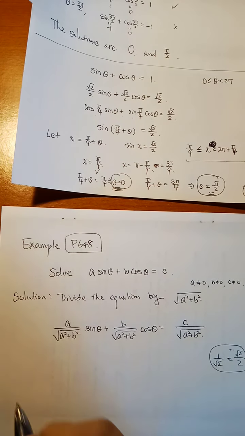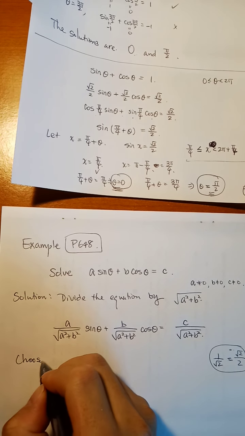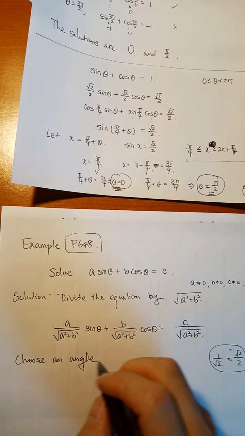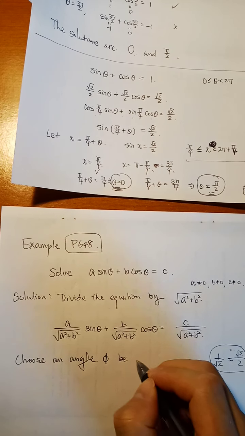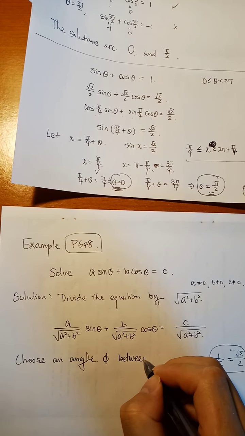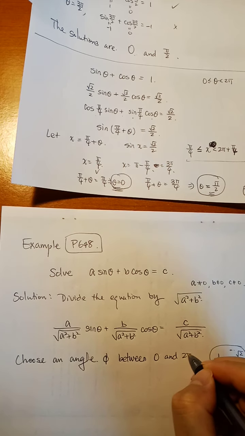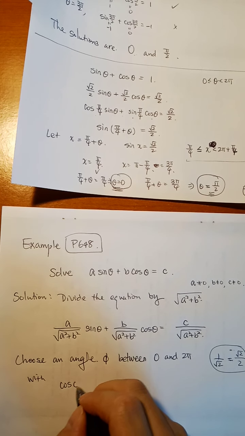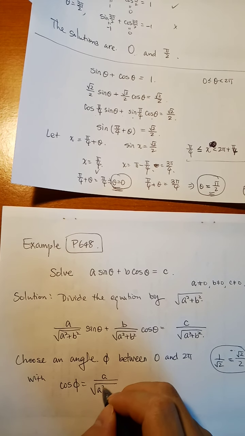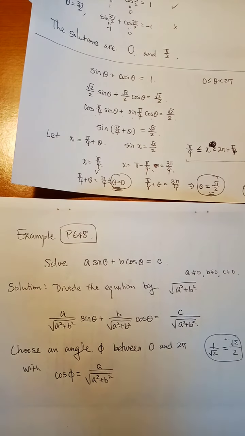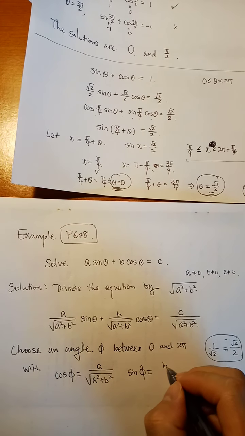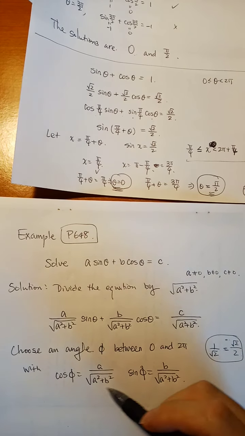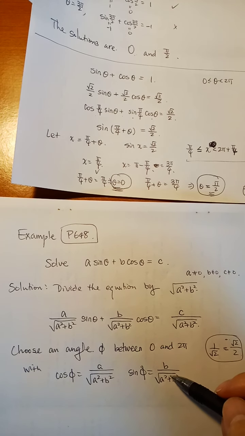And then we choose an angle phi between 0 and 2 pi with cosine of phi equal to a over root a squared plus b squared, and sine of phi equal to b over root a squared plus b squared. The reason we can do that is that sine squared plus cosine squared is equal to 1.